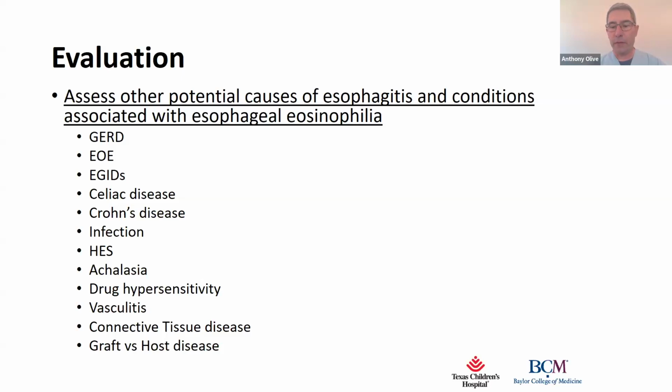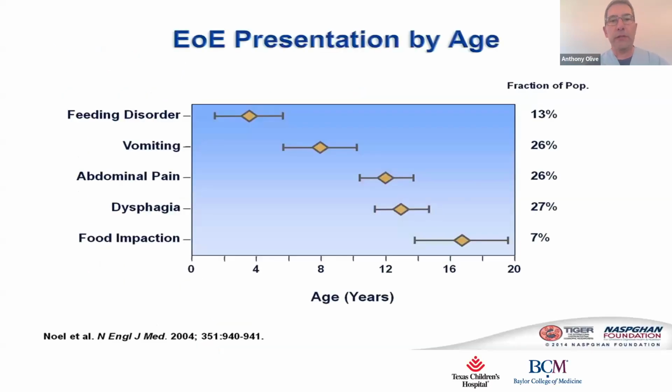And so, as I mentioned earlier, the clinical presentation, particularly in the pediatric age group, can be quite variable depending on the age group. So early on, infants and toddlers tend to present with feeding disorders. They just don't eat right. They have food aversions, et cetera. Maybe some vomiting.